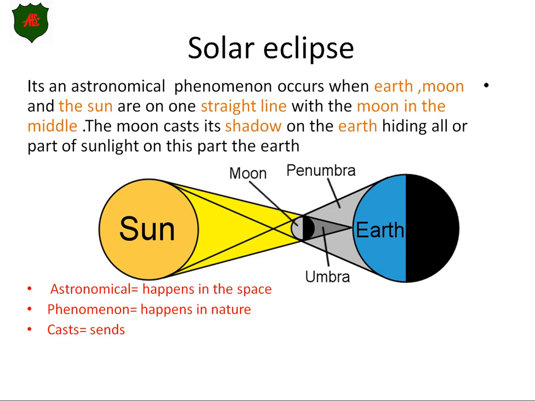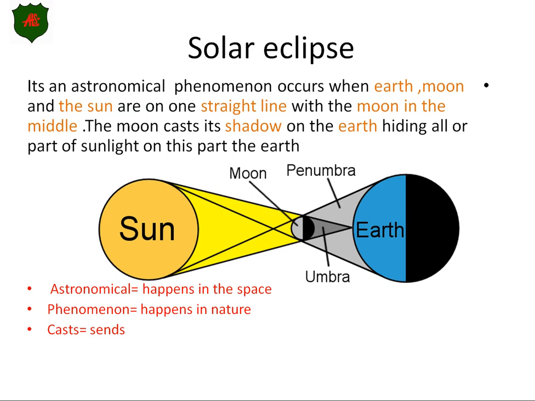So here we define the solar eclipse as an astronomical phenomenon. The word astronomical means related to space. And phenomena, we all know: this is something that happens in nature, like volcanoes, like earthquakes. All these are different types of phenomena. So an astronomical phenomenon means a certain phenomenon that happens in space.